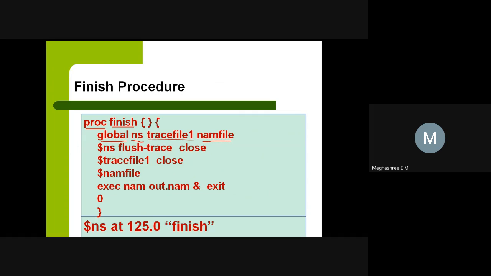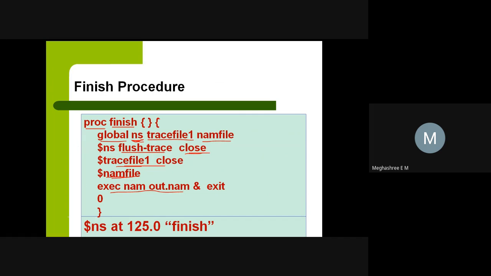Now you have to close all the file pointers once you open them, right? So that's what I'm doing here. Using the flush trace method, I'm closing the trace file as well as the NAM file. ns, the first object created for the simulator class, I'm flushing that, which means I'm closing it, and also I'm closing the trace file pointer and the NAM file pointer. Fine. Then execute the NAM file. exec is the command used to execute this NAM file, and then exit 0.